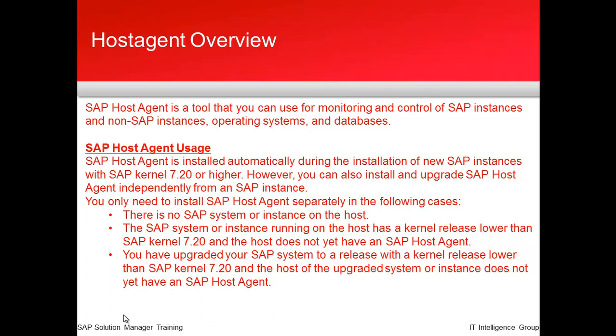Whenever we do a new installation, especially with newer versions, it gets installed automatically, whether we are doing an installation or going for an upgrade. It gets bundled together with it, and there is just one precondition: you need to have kernel 720, which is the case most of the time. There are a few instances when you need to install it separately. Either that system is not running SAP.